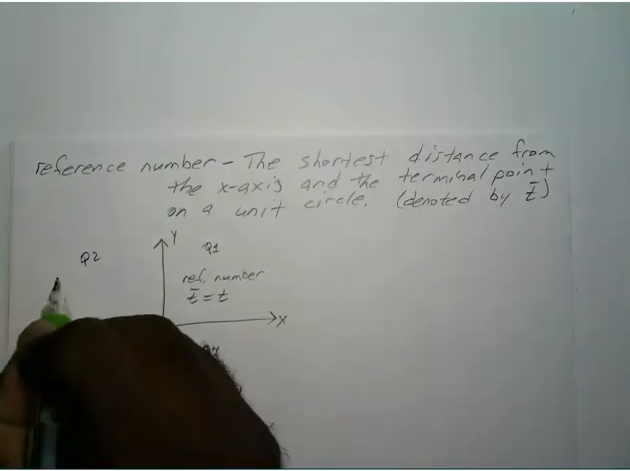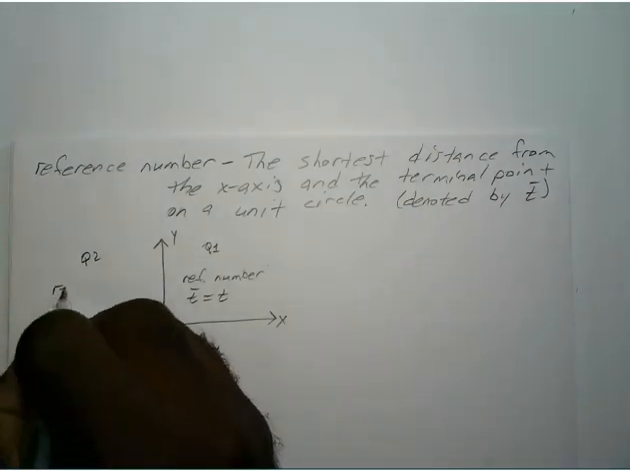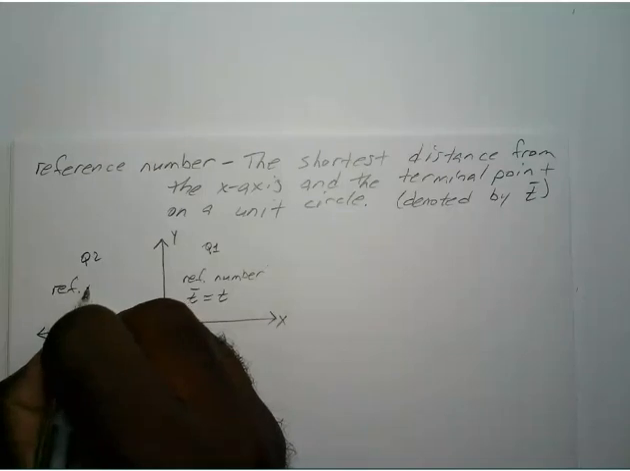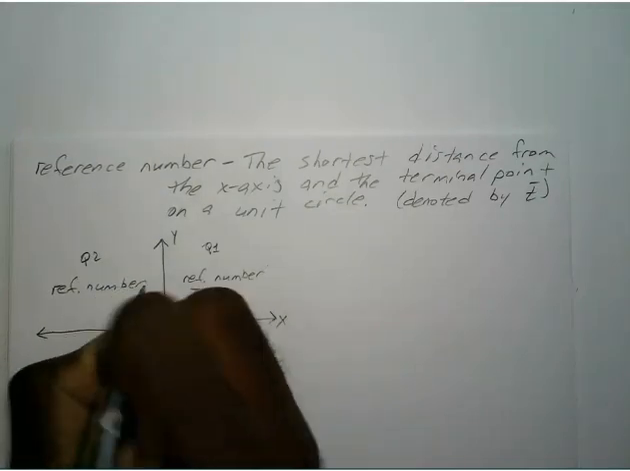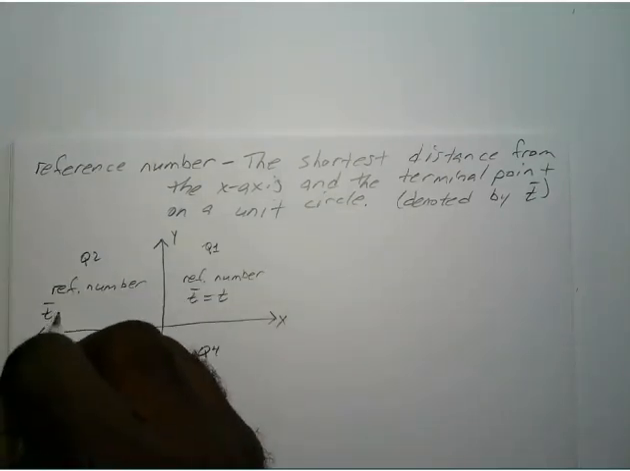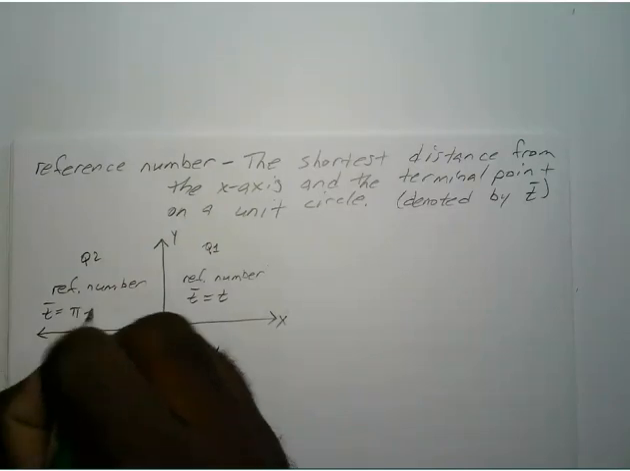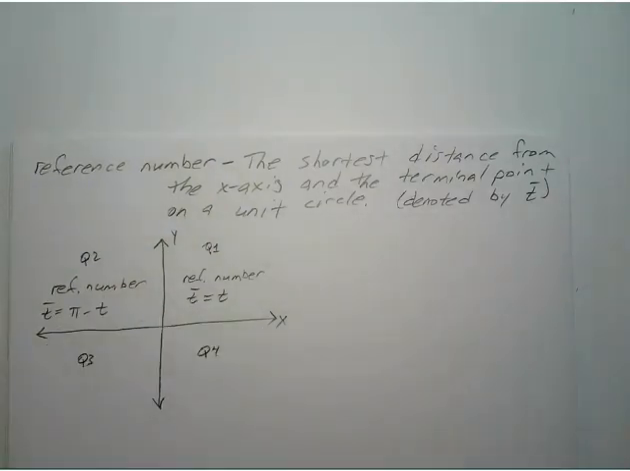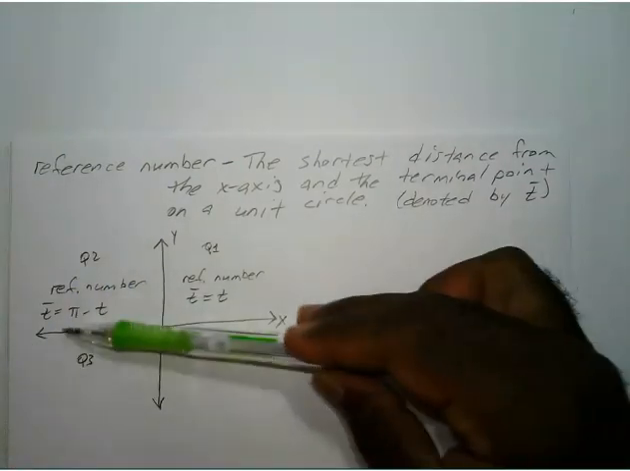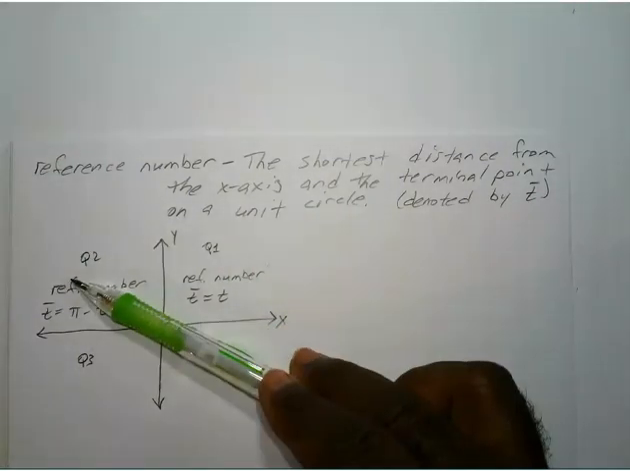Okay. Now in quadrant 2, your reference number t bar is going to equal pi minus your number t. Okay, so for your terminal point, if you're in quadrant 2, you're going to go from here and up.